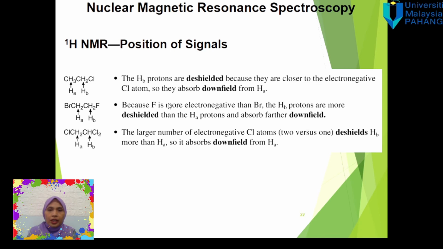Which one is more electronegative? Fluorine is more electronegative, so HB will fall downfield compared to HA. And for these cases, which one is more electronegative? This one, because it has two chlorine atoms and this one only has one, so this one is more downfield compared to HA. That's how the position of the signal in NMR can be differentiated.